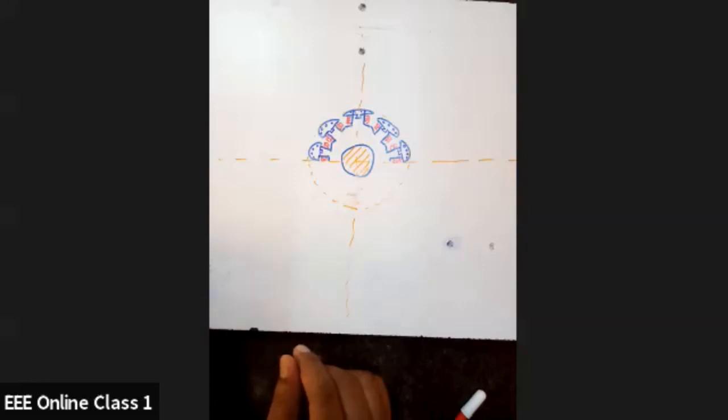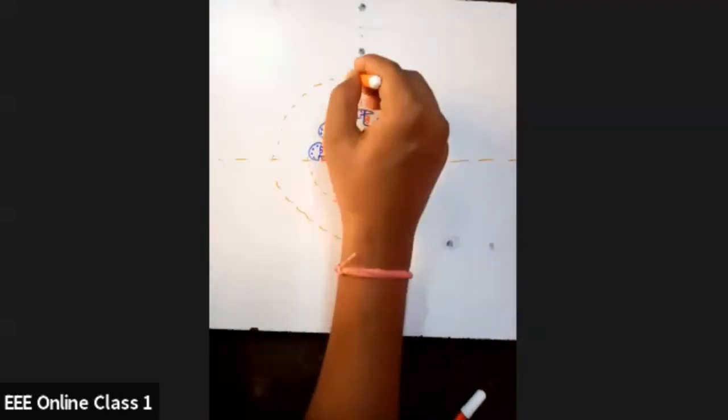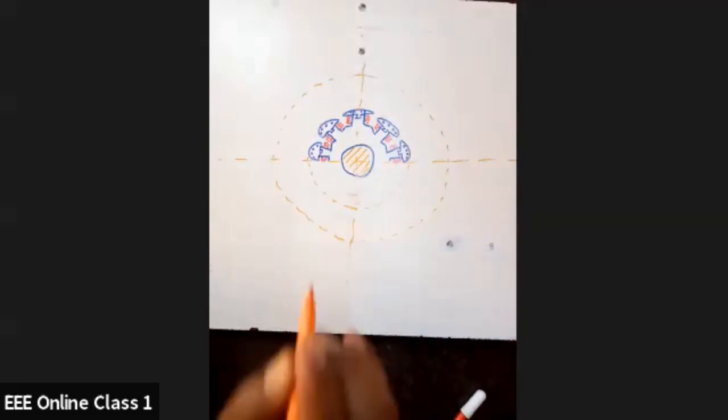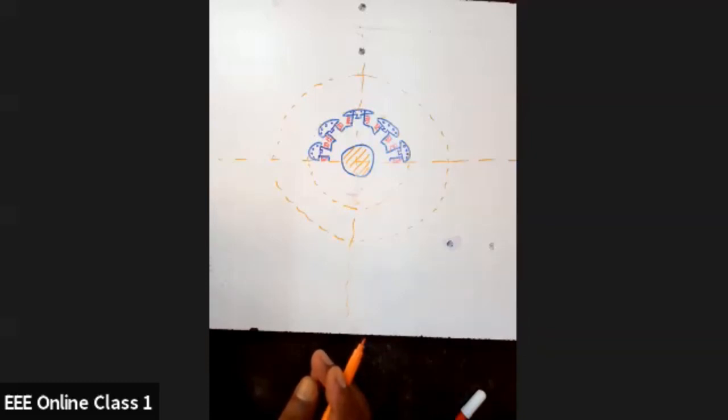Now outer diameter of stator is given 76 centimeter. So I'll draw a circle having a diameter of 76 centimeter, and there is no dimension of slot, and inner diameter of stator is also not given. So we can assume it, and we can draw the slots.